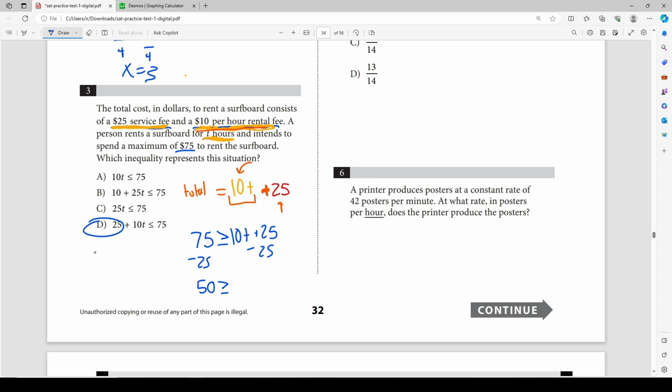This is literally what we wrote: 25, which is our flat fee, plus 10 times T hours, which is going to be our hourly, has to be less than or equal to 75.